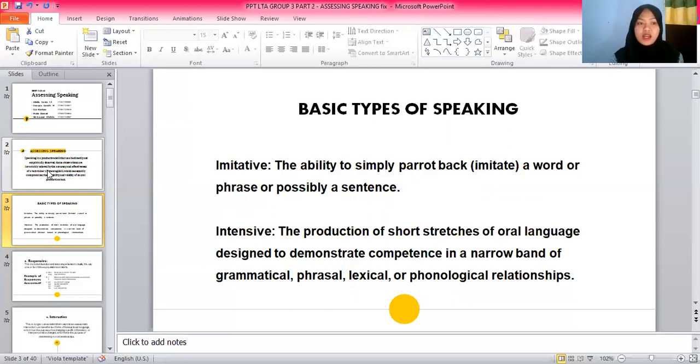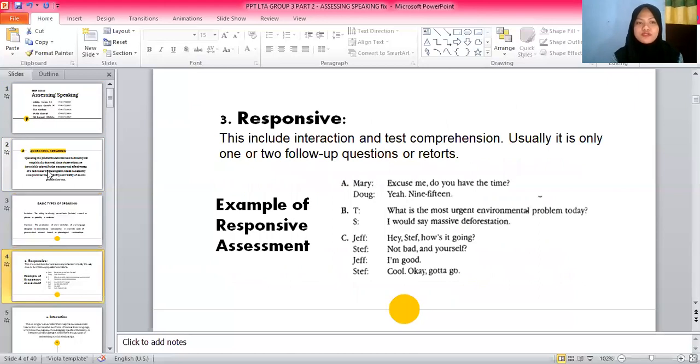So the third type of speaking is responsive. Responsive assessment tasks include interaction and test comprehension, but usually only one or two follow-up questions or retorts. In responsive assessment tasks, it includes very short conversations, standard greetings, and small talk, simple requests and comments.